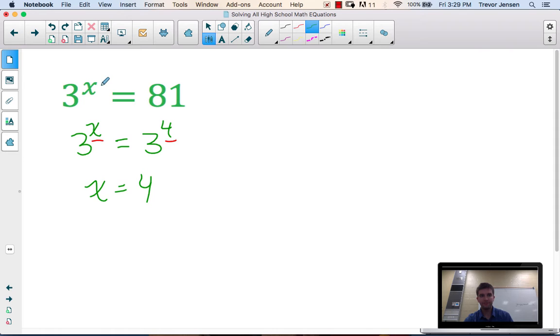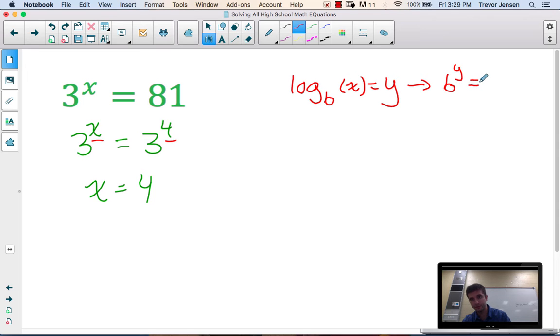Well, when isolating a variable, I've been saying all throughout this video, you have to do inverse operations. Well, what's the inverse of an exponential function, where the variable is in the exponent? It turns out the inverse of an exponential, which you'll focus on in grade 12 math, is a logarithmic function. And the rule for logarithmic functions, log base b of x equals y, is the same thing as b to the y equals x.